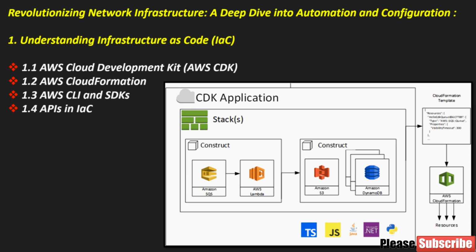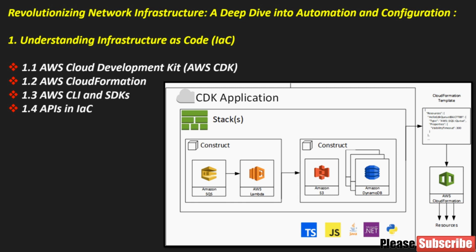So what about the AWS CLI and SDKs? The AWS command line interface, that is AWS CLI, and the software development kits, that is SDKs, offer additional flexibility for automating infrastructure tasks. These tools allow for scripting and integration with other systems, providing a powerful means to automate the complex workflows we can create.